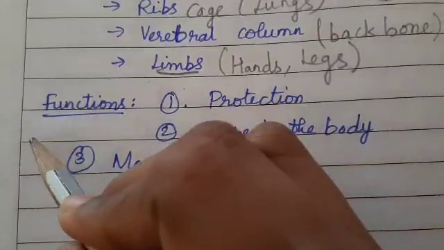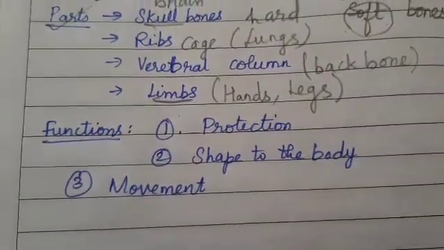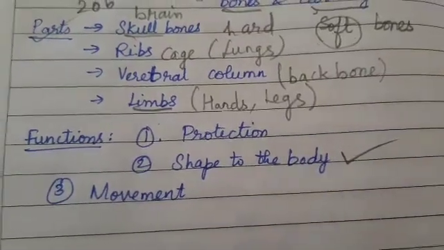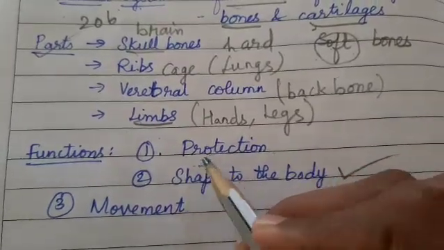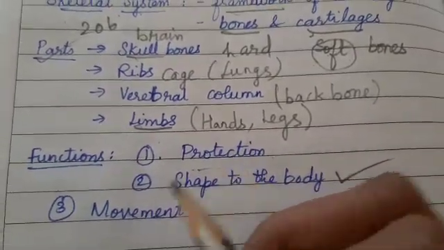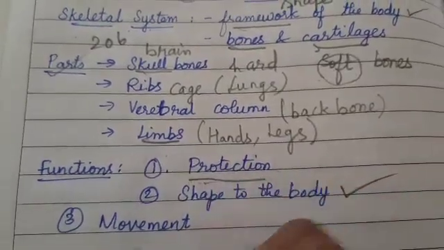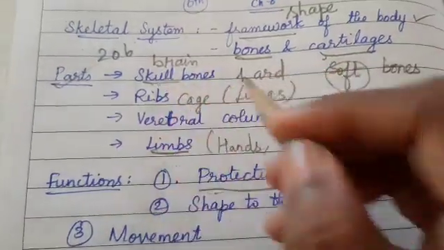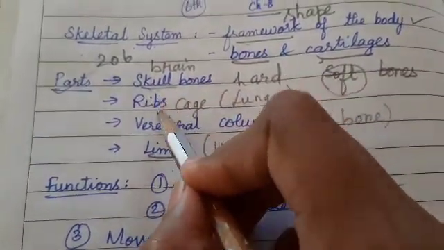Then the functions of skeletal system. What is the need for skeletal system? As we saw already, to give the shape to the body and protection. What is meant by protection? The bones are used as the protective organs, the protective part for the organs. Brain is protected by skull. Lungs and heart is protected by the rib cage.